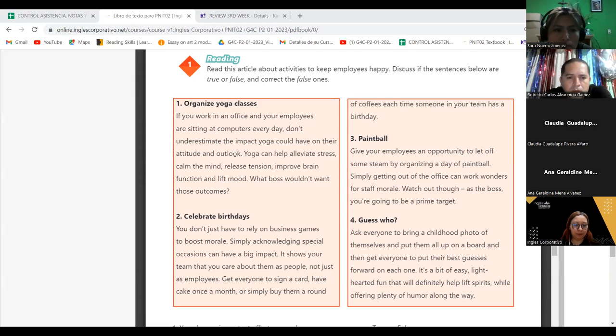Number two, celebrate birthdays. You don't just have to rely on business gain to watch morale. Simply acknowledging a special occasion can have a big impact. It shows your team that you care about them as people, not just as employees. Get everyone to sign a card, have a cake once a month, or simply buy them a round of coffee each time someone in your team has a birthday.